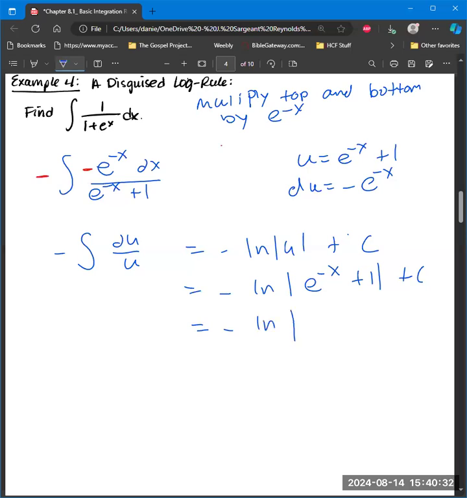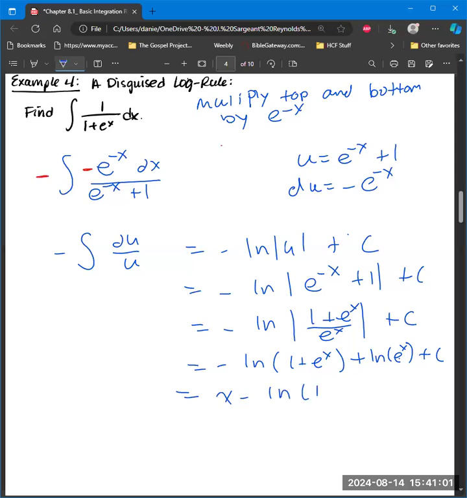ln of, multiplied by e to the x over e to the x, here is going to be 1 plus e to the x over e to the x. It's going to be a negative ln of 1 plus e to the x, minus a negative is plus ln of e to the x plus c. Ln of e to the x is going to be x, minus ln of 1 plus e to the x plus c. And we're done.